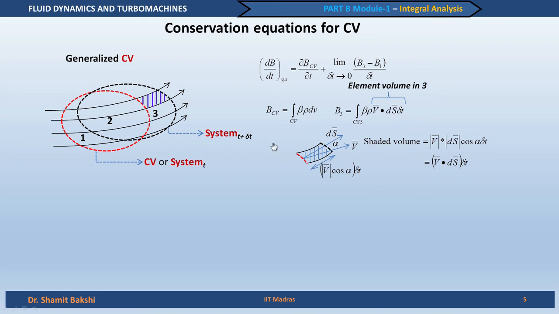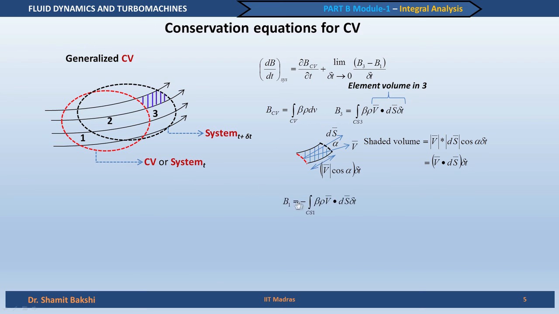Now, in a similar way you can find out B1, because this is the next parameter to be found to get a complete expression for dB by dt for a system. For B1, what is the difference between B3 and B1? B3 is basically the region which is coming out from the control volume, and B1 is the region which is entering the control volume, being shown as the red dashed line. So, B1 is what is entering into the control volume.